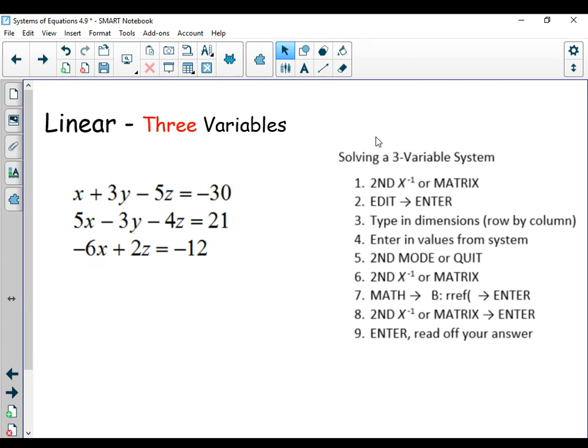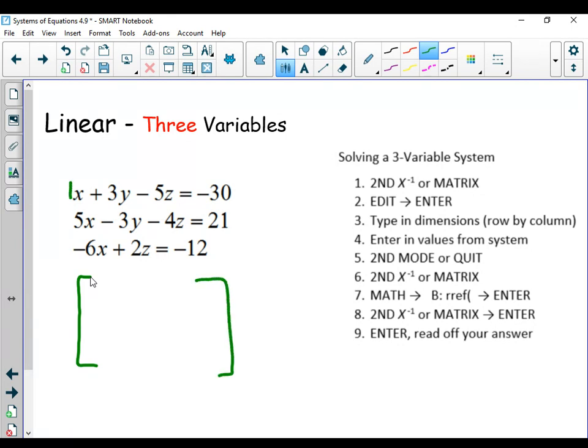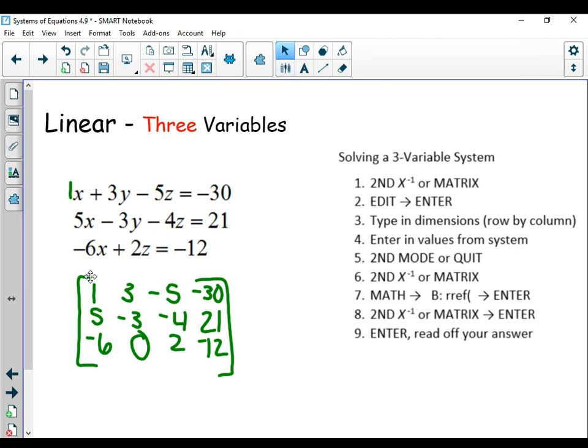So, for example, with this particular problem, this is a 1. So I'm going to go 1, 3, -5, -30. I'm just writing down the numbers that are in front of the variables. Those are called coefficients. And I have 5, -3, -4, 21. Then I have -6, but I don't have a y there, so I need to put a 0, a 2, and then a -12.